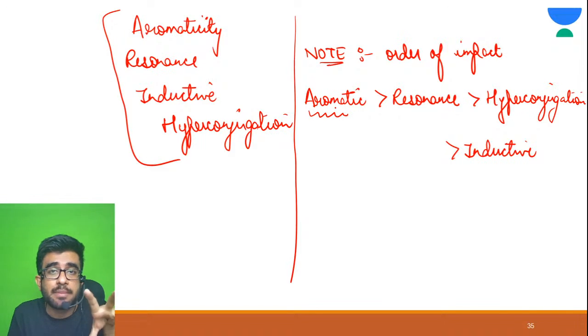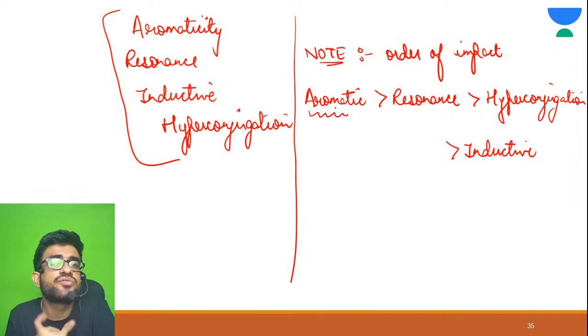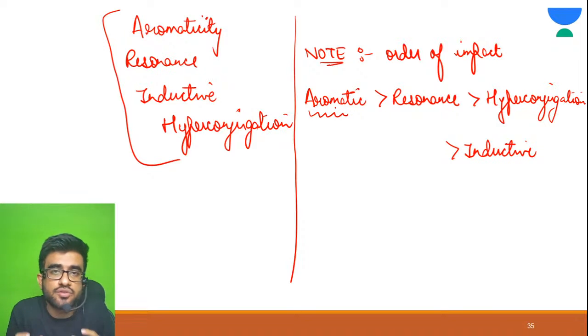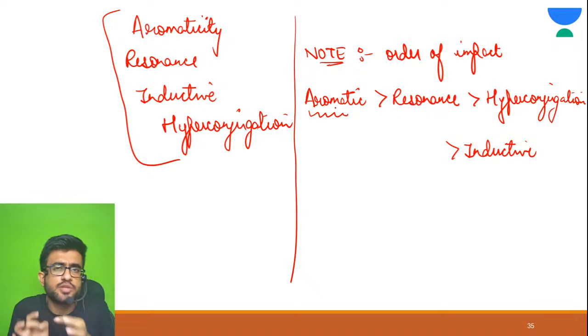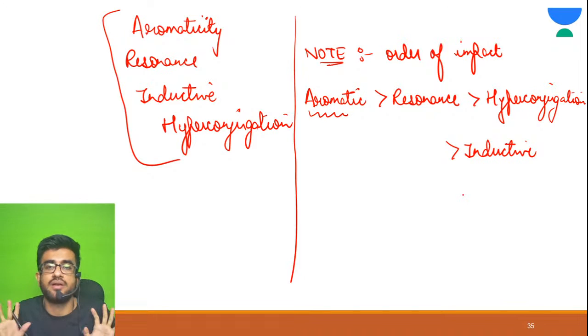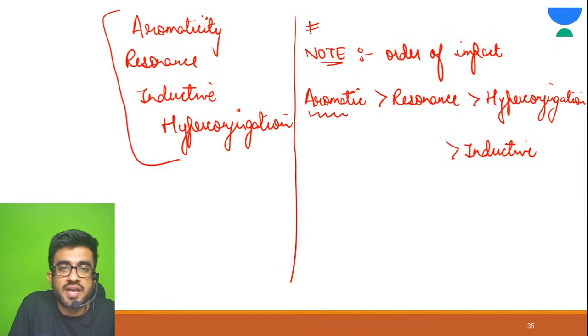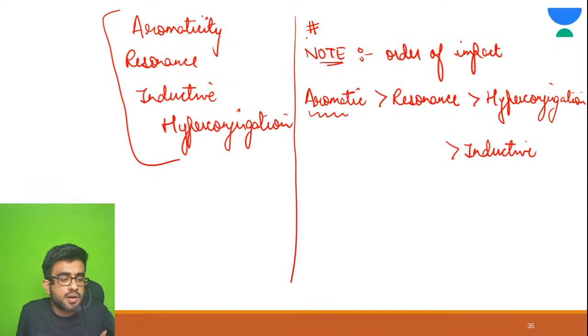Alright. Now why is resonance more impactful? Because resonance involves shifting of pi electrons, and pi electrons are loosely bound. They can be easily shifted. So resonance has more impact. Similarly, hyperconjugation has sigma and pi. It has both, so it has comparatively less. Inductive is saying I only operate through sigma bond. I am the weakest among all. Alright, so note is order of impact. Aromatic compounds are highly impactful, then resonance, then hyperconjugation, then inductive.